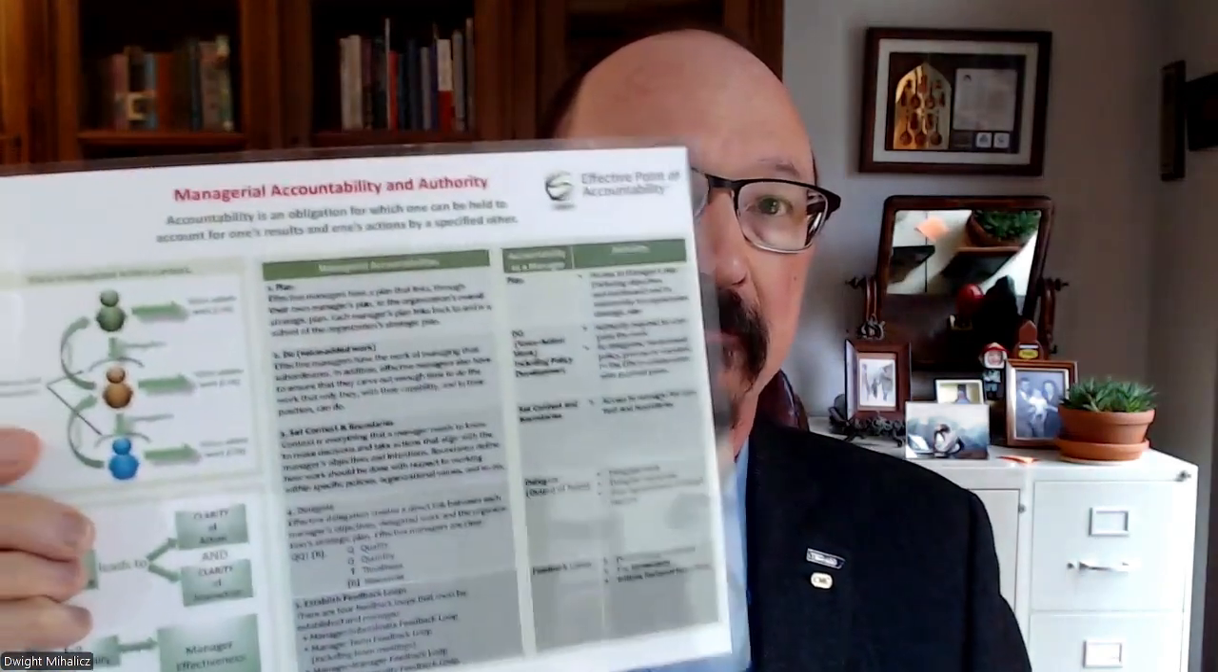To support you on that, we have also provided you with the PDF of the framework that we use for accountability and authority. This one I have laminated. When I work with clients, I like to laminate a copy for them. And we give you the entire framework for managerial accountability and authority. And then later on in the session, we will be referring to the cross-functional accountability and authority framework.